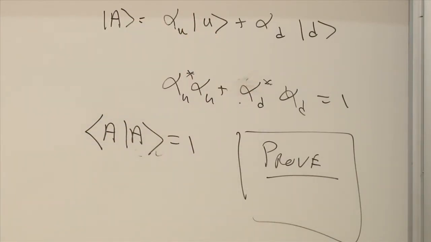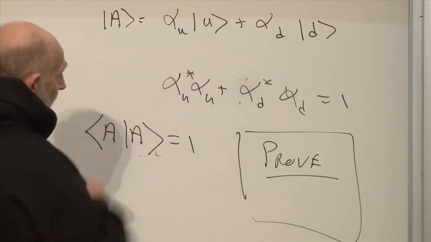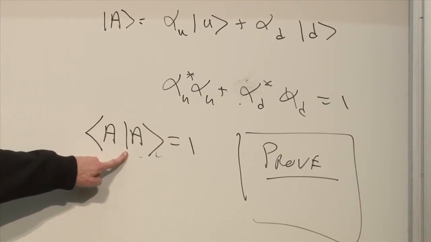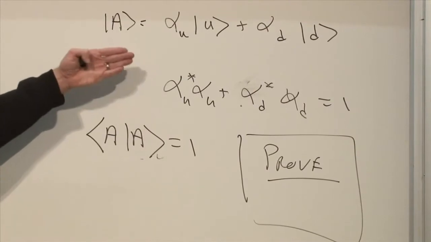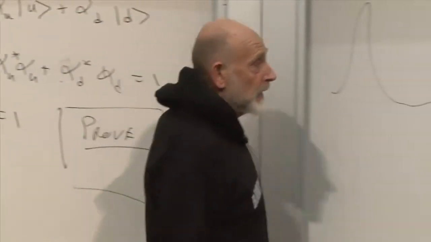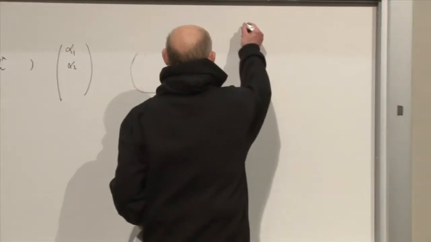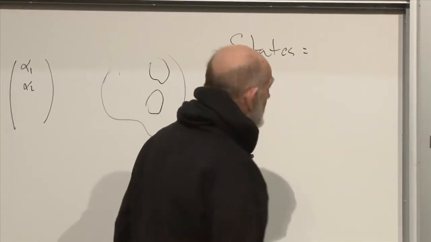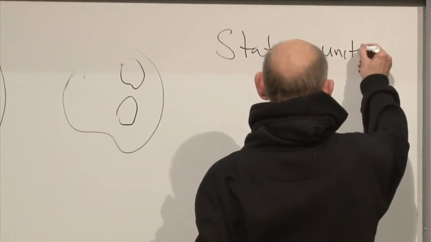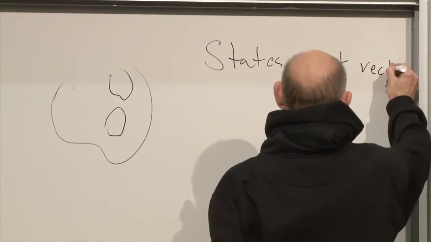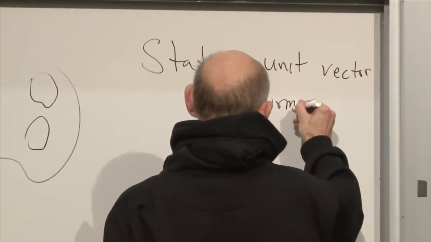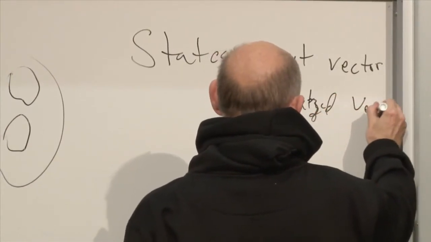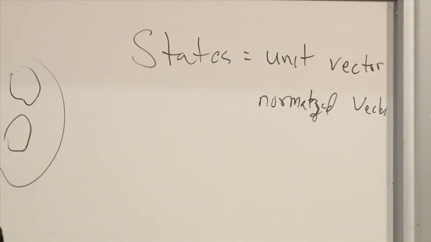But what does that say? That says that a physical state corresponds to a vector in the vector space of unit length, a unit vector. The unit standing for the fact that the total probability is 1. All right, so states are not only vectors in a vector space, but they're unit vectors. The other term for unit vectors is normalized vectors. Normalized is another word for unit.